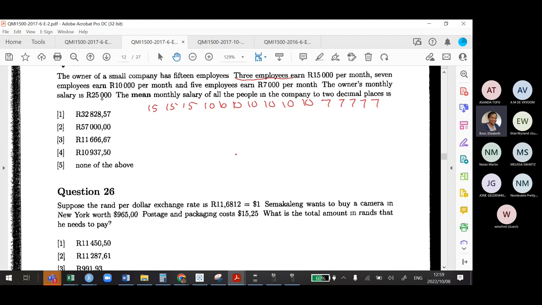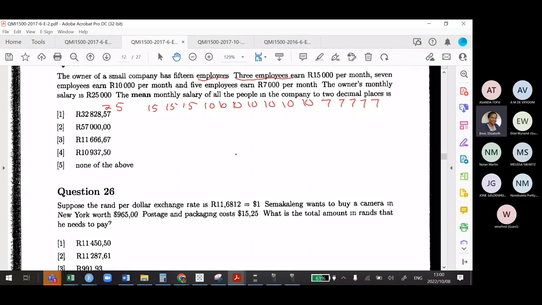And the owner earns 25,000. I'm just going to put 25 here at the end. So they should be 15 employees plus the owner. They should be 16 because they say all people in the company. So it also includes the owner, right? So 1, 2, 3, 4, 5, 6, 7, 8, 9, 10, 11, 12, 13, 14, 15, 16, including the owner. Because they didn't say only the employees, they said all people in the company. So you also need to take that into consideration.